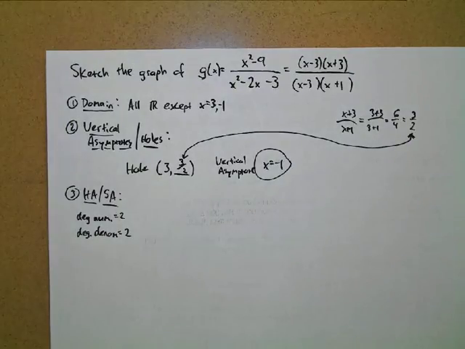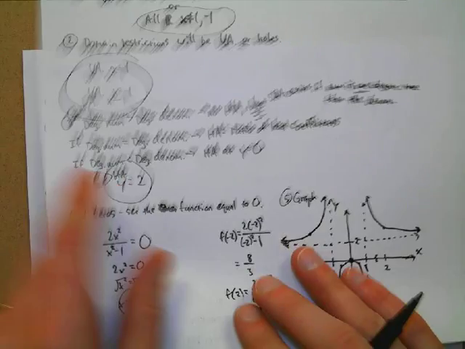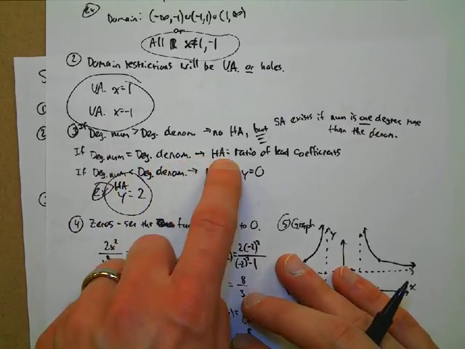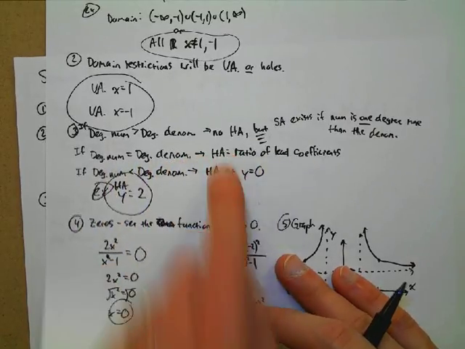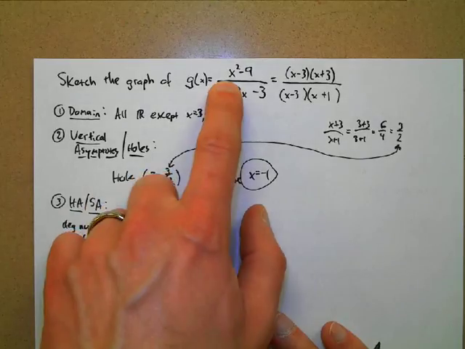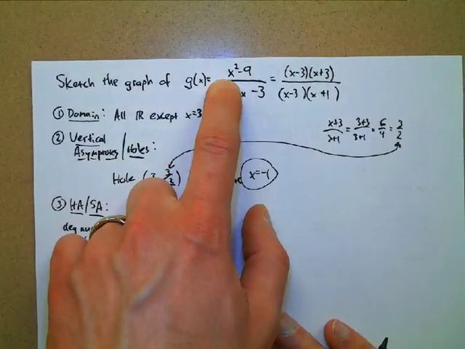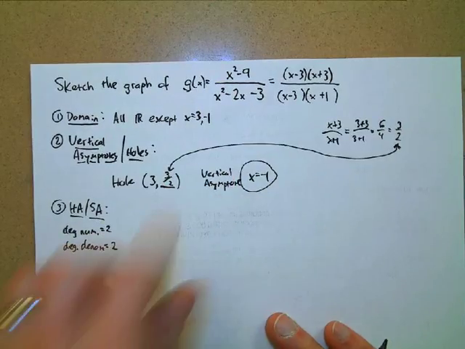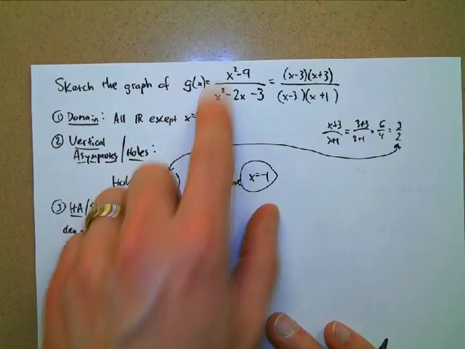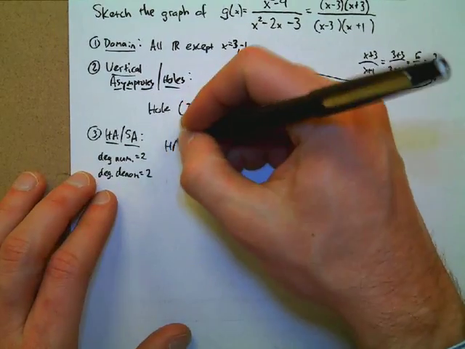Okay. What's the hole, what's the last? 3 halves. Okay, I guess I can circle this too because that's going to be an important point on the graph as well. All right. We've got to find the zeros and then we're ready to graph. I'll put the zeros right here.